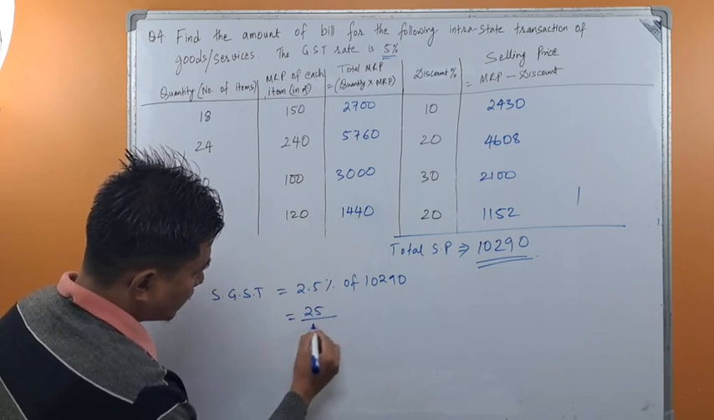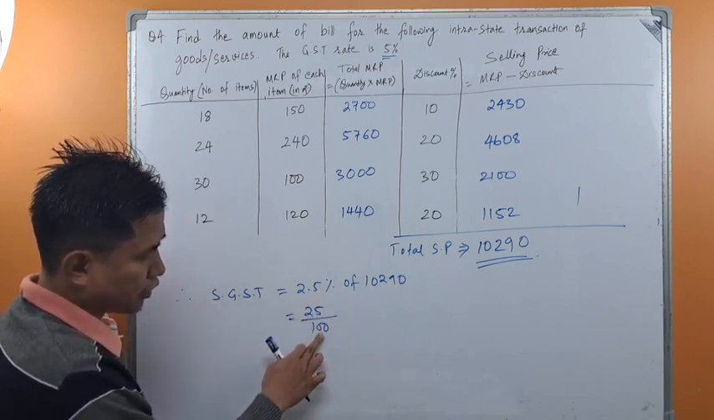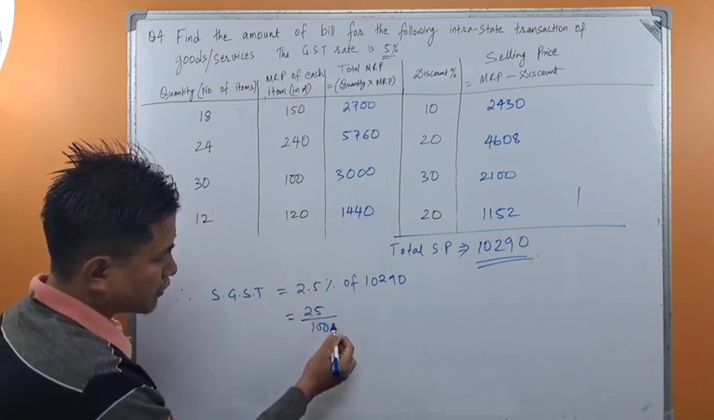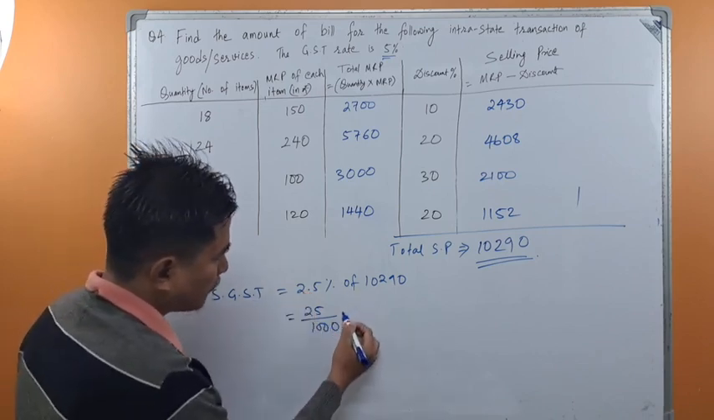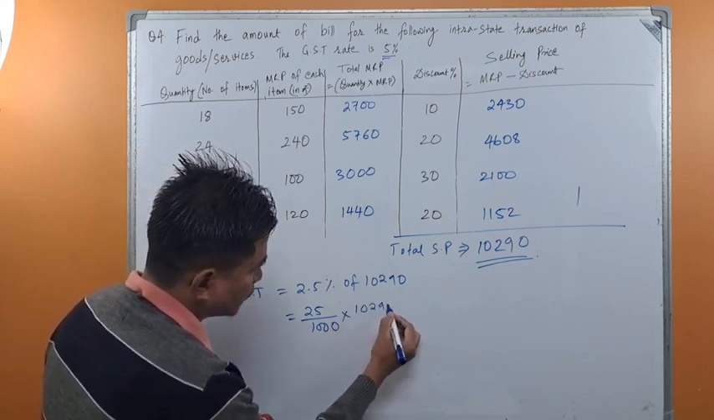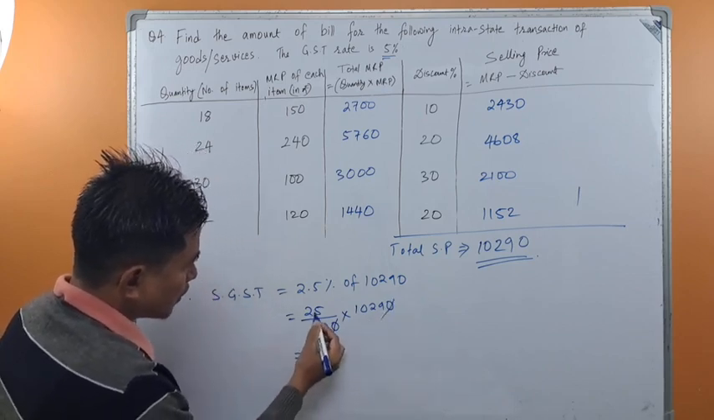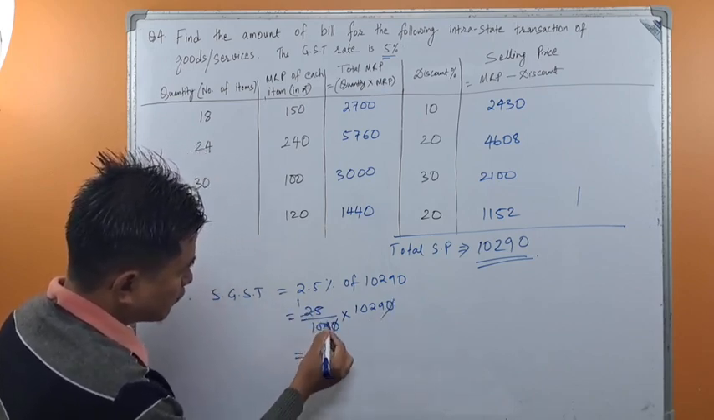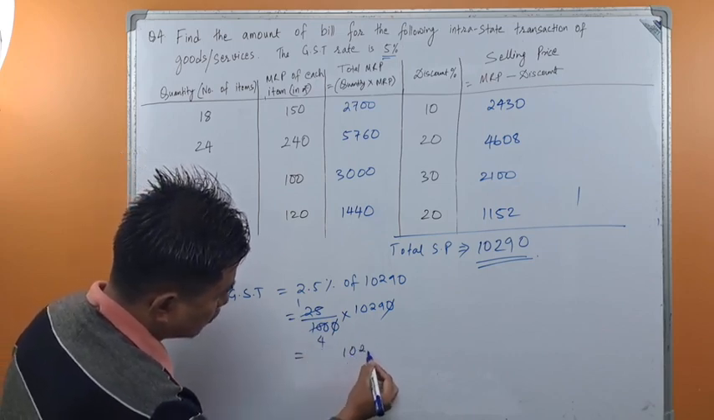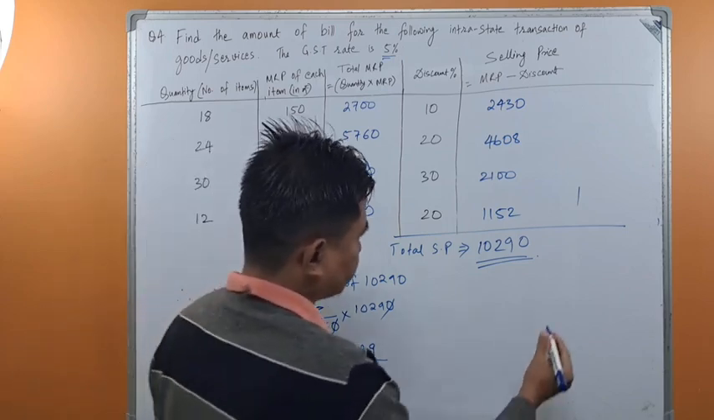2.5. Now when we remove this sign of percentage, we introduce two zeros in the denominator. Again we eliminate this decimal from here and we introduce another zero. Of means into 10290. This zero and this zero cancel out. So 25 ones are 25, 25 fours are 100. So this will give us 1029 divided by 4, isn't it? So let us divide this.